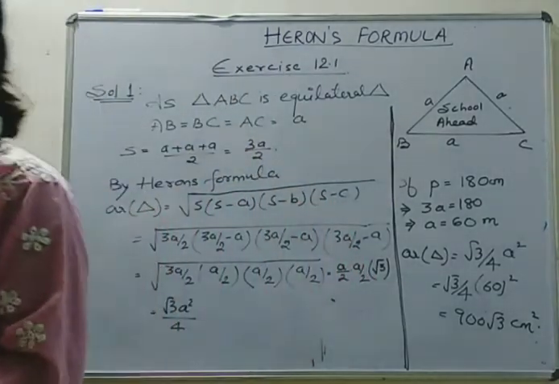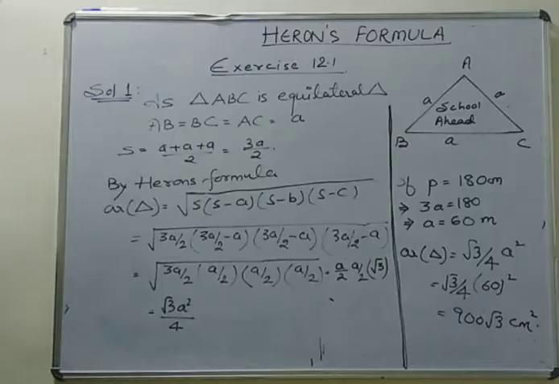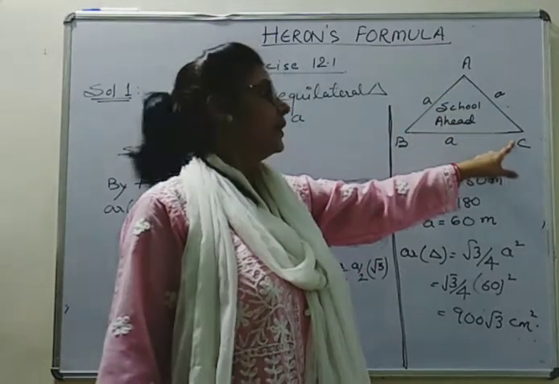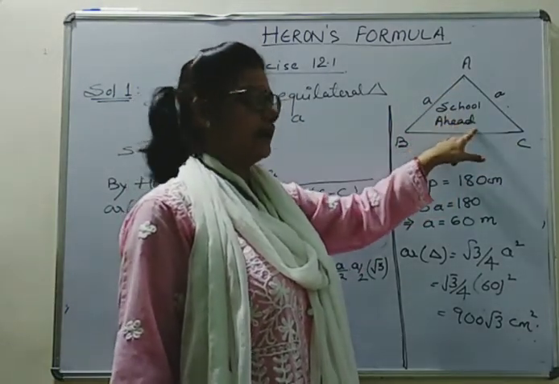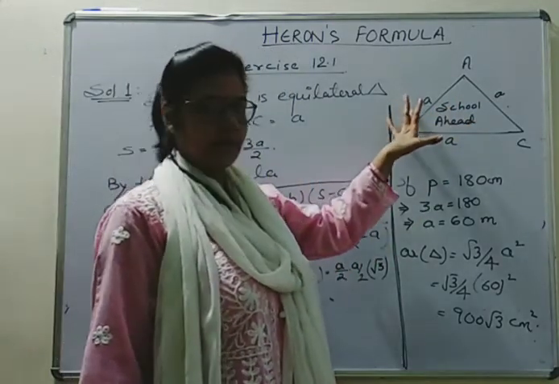In the exercise 12.1a, find the area of the signal board using Heron's formula. If its perimeter is 180 centimeter, what will be the area of the signal board? So in the question, what is given? The very first line, a traffic signal board indicating school ahead. So this is the traffic signal board indicating school ahead, and this is an equilateral triangle with side A.